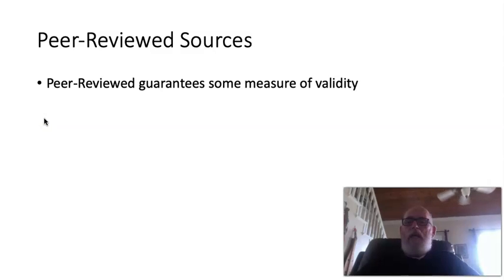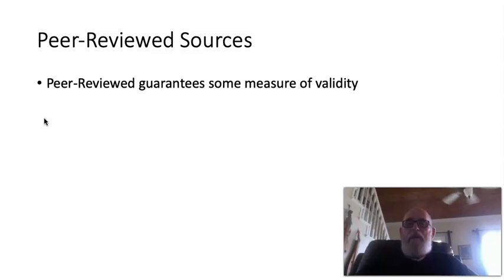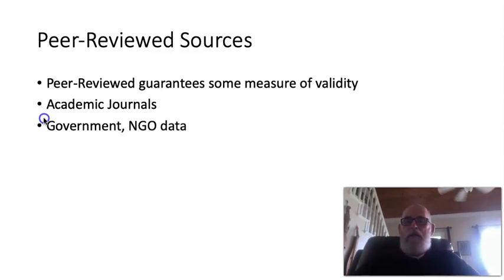Articles in academic journals, for example, have been reviewed by other content experts before being accepted for publication. Data from government agencies such as the Bureau of Labor Statistics or the Federal Reserve Bank or the IRS must be reviewed and approved by layers of content experts before it's published. This makes those kinds of sources reliable.